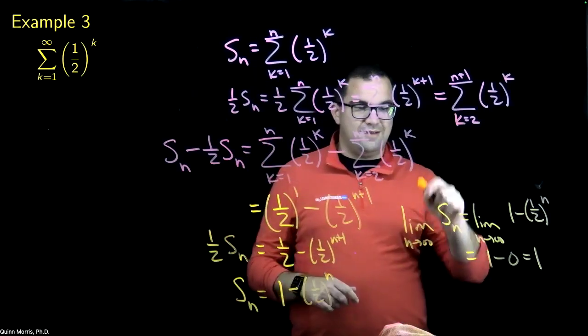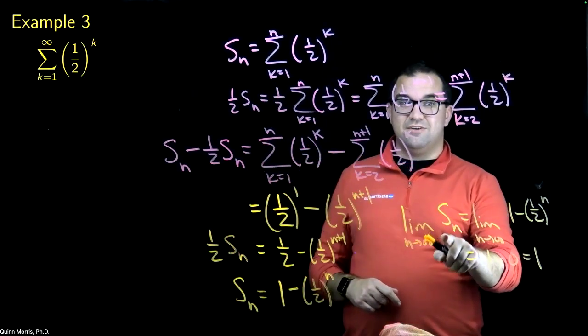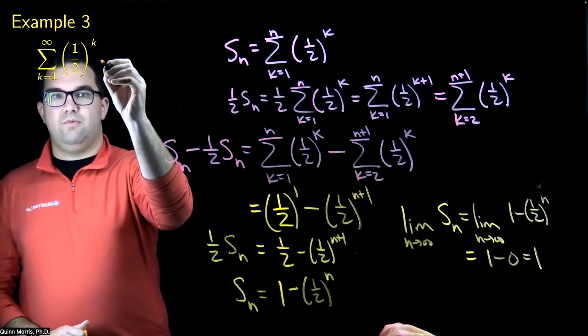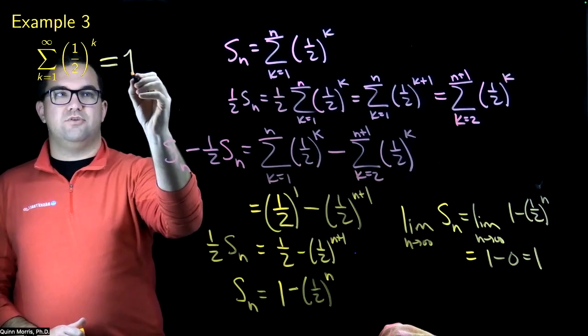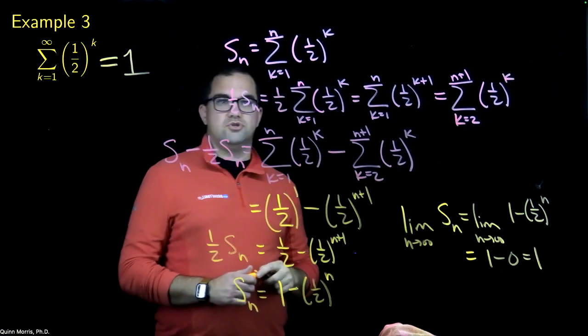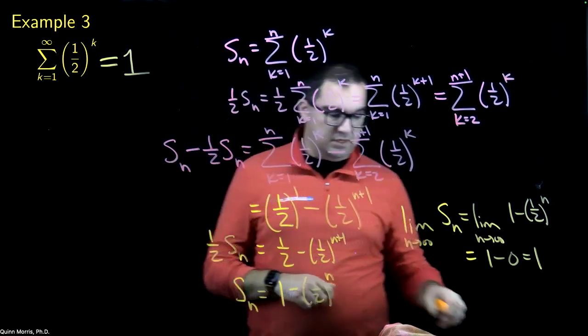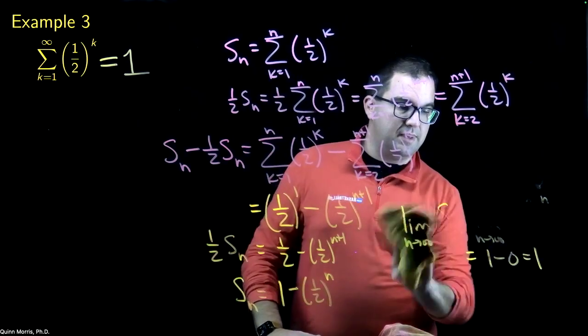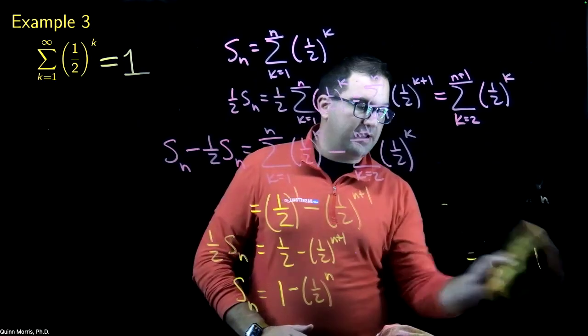So now what have we done? We have shown that the sequence of partial sums converges to 1. That's exactly what it means for this infinite series to converge and to converge to a sum of 1. Okay. So again, in this very nice case of a geometric series, we can play this nice algebraic game.